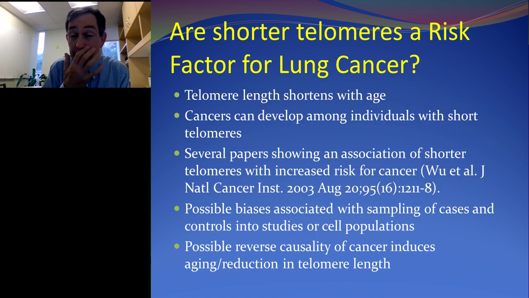So another question you might ask: what about telomeres? Telomere length shortens with age. Cancers can develop among individuals with short telomeres. We do know that exists. And there were several papers that showed an association of shorter telomeres with increased risk for cancer. But that could be due to biases associated with sampling cases and controls at different times, or there might be some kind of reverse causality.